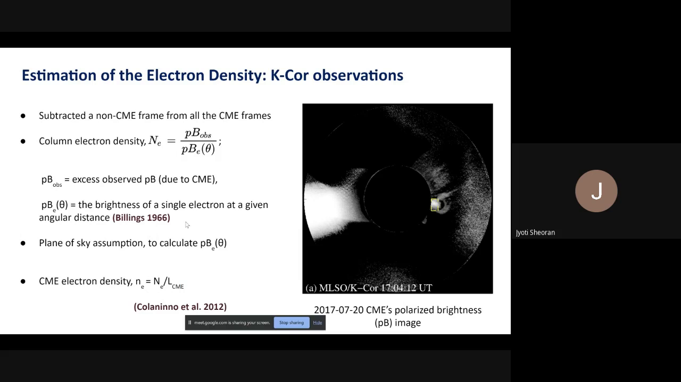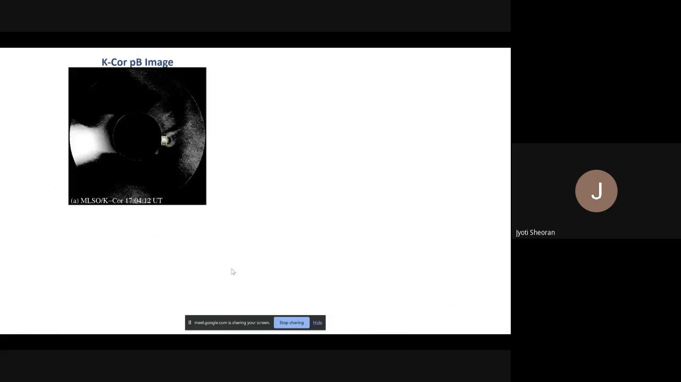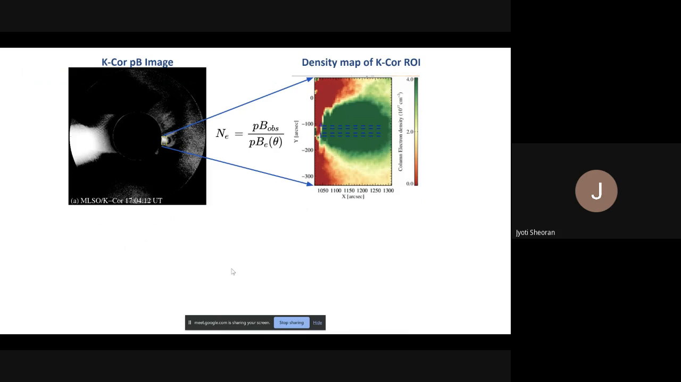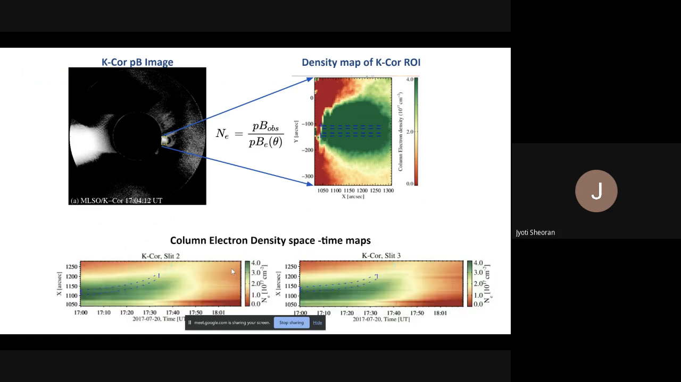We have used the plane of sky assumption to calculate B theta, as our CME was a limb event, and this assumption is quite valid for our event. Then we calculated the CME electron density by dividing the column electron density by L_CME, where L_CME is the line of sight depth of the CME. So we then again created the density map of the core region of interest, and we placed the same four slits on this region of interest and created column electron density space-time maps.